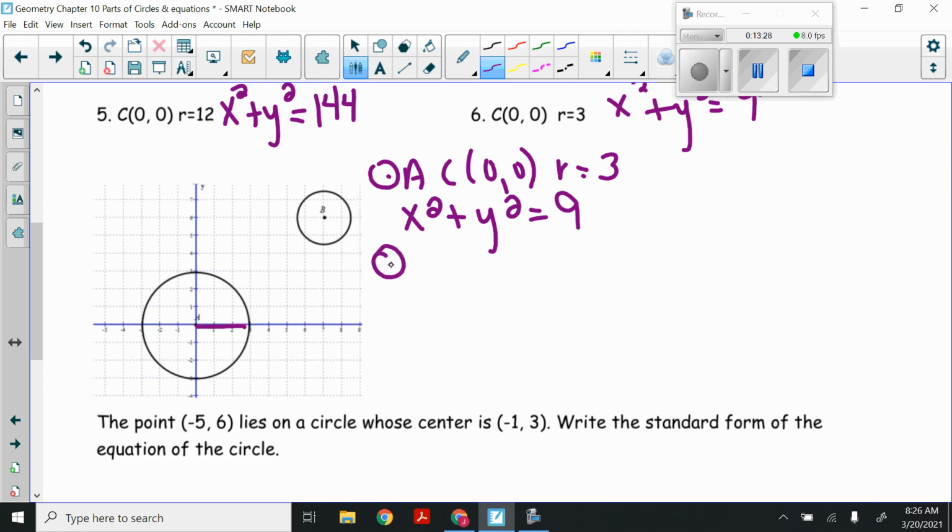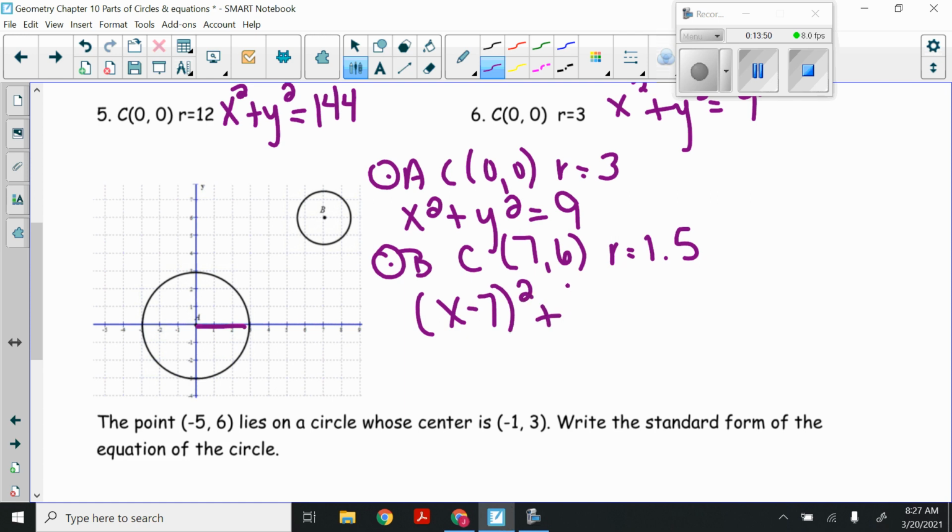So now let's look at circle B. Again, let's find its center. So we're at 7, 6. So the center is at 7, 6. And then our radius is out about 1.5, it looks like. So 1.5. So this time my equation, x minus 7 quantity squared plus y minus 6 quantity squared equals 1.5 squared is 2.25.